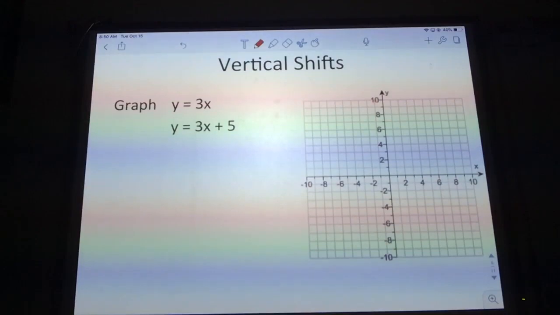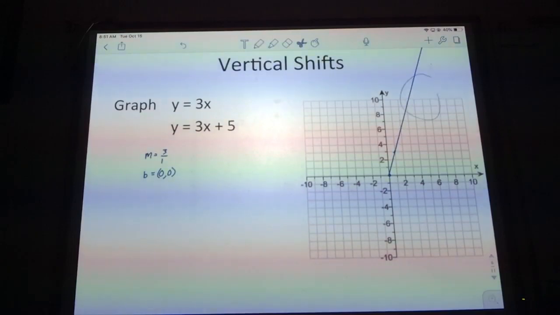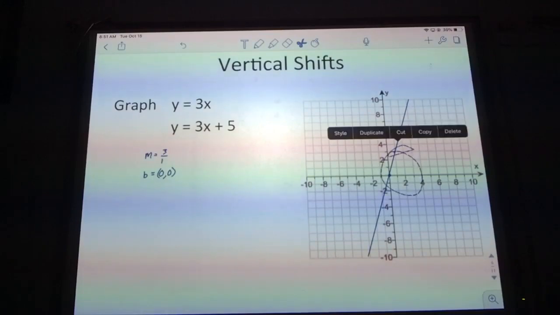So if we look at this one, it says to graph both of these, so we're going to graph the top one first. The top one is m equals 3 over 1, and b is 0, 0. So 0, 0, up 3 over 1. Okay, up 3 over 1, there's our first graph right there.